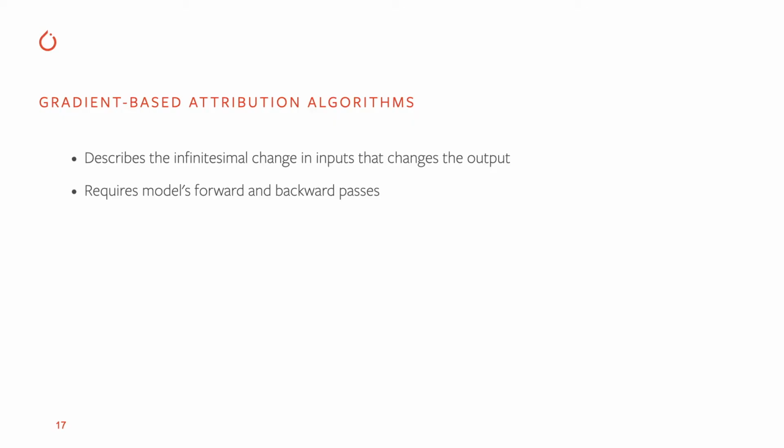Let's start with gradient-based methods. The gradient itself describes an infinitesimal change in the input that changes the output of the model function. Hence, it serves as an explanation of the output change on the basis of subtle input feature perturbations. In order to compute the gradients, we need to call forward and backward passes in PyTorch. Most gradient-based methods require one forward and one backward pass for each input example.